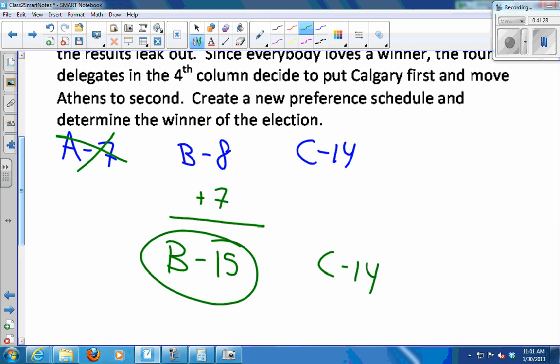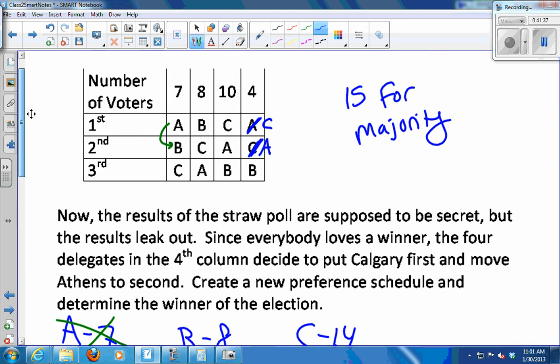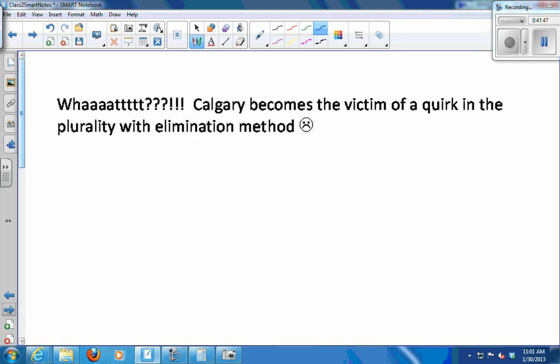This is weird, right? Because it seems like Calgary was the winner. The only change we made to the preference schedule was to help C, right? We just did something positive for Calgary. Yet it caused Calgary to lose the election. This is a victim of a quirk in the plurality with elimination method. It's just a weird thing that happens sometimes.